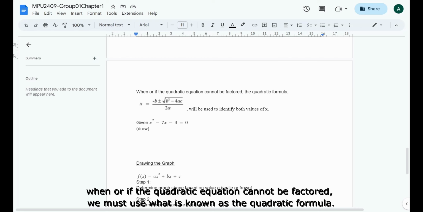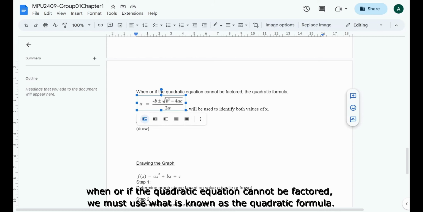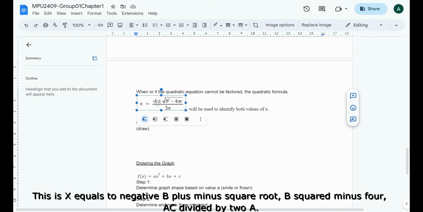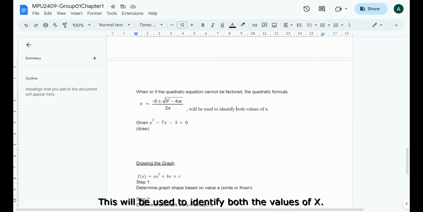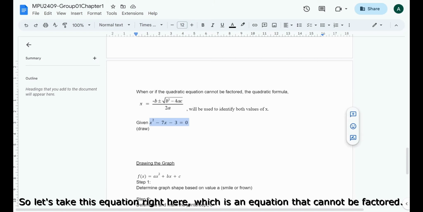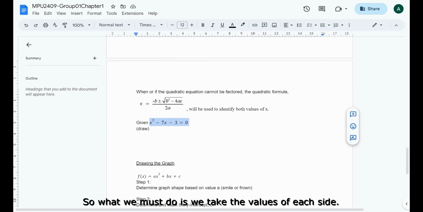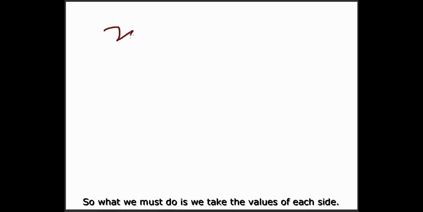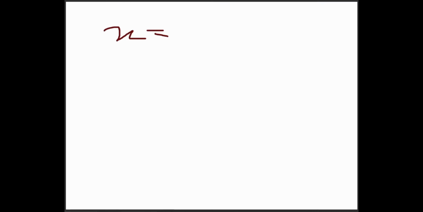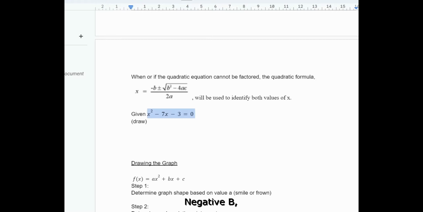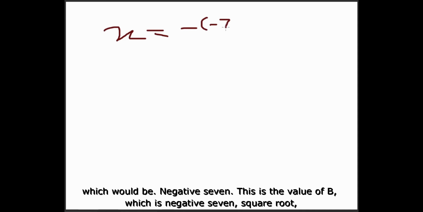When or if the quadratic equation cannot be factored, we must use what is known as the quadratic formula. This is x equals to negative b plus minus square root b squared minus 4ac divided by 2a. This will be used to identify both the values of x. So let's take this equation right here, which is an equation that cannot be factored. So what we must do is we take the values of each side. Negative b, which would be negative 7. This is the value of b, which is negative 7.